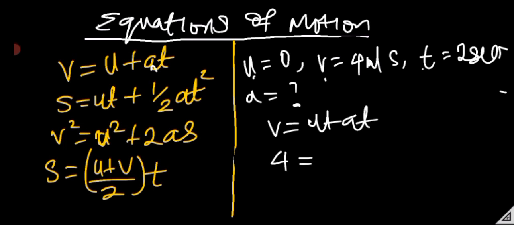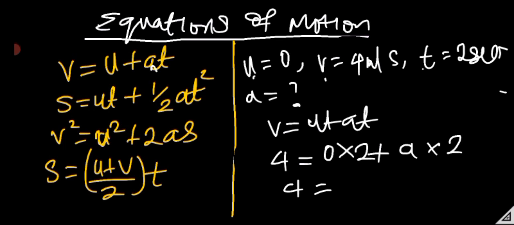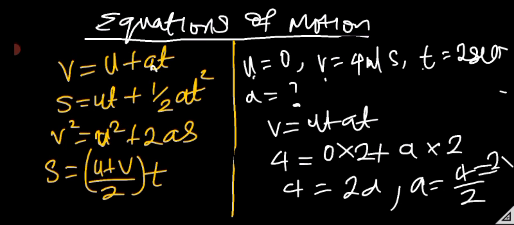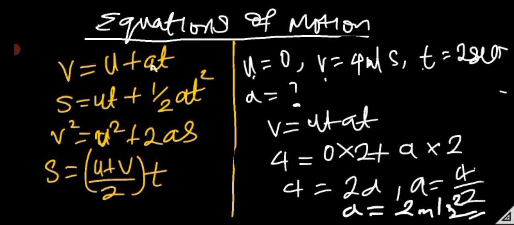Our v is 4, so 4 is equal to u, that is 0, times t, which is 2, plus a times t, which is 2. Zero times 2 is 0, so there's nothing there, and 4 will be equal to 2a. Solving the formula, a will be equal to 4 over 2, which is 2 meters per second squared. That is a. Very easy.